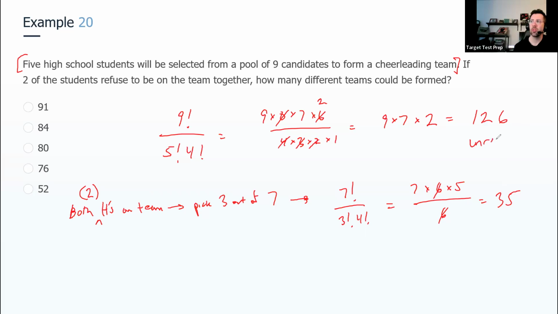So there's 126 unrestricted ways, just total, without any rules. There's 126 ways to pick 5 people out of 9 people, and then there's 35 disallowed ways within that 126. So the last step is we just subtract the disallowed ways from the total number of unrestricted ways. And that should give us 91.